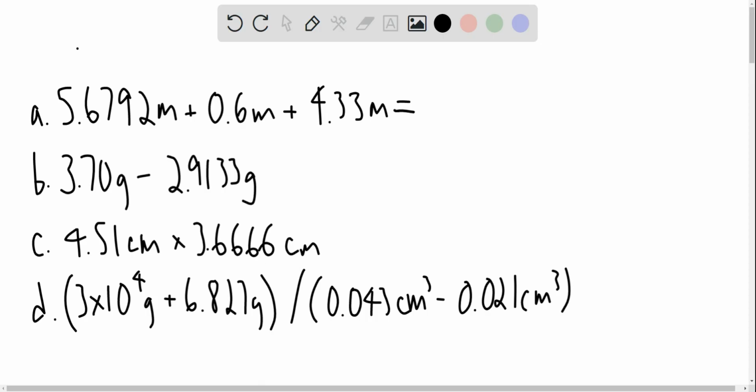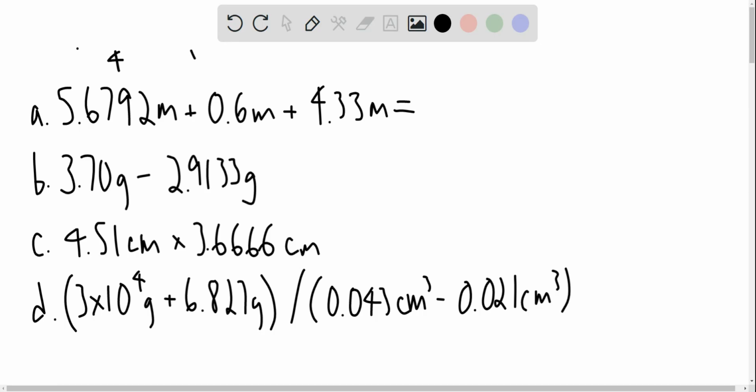We have 5.6792 meters plus 0.6 meters plus 4.33 meters. So now let's just look at how many significant digits we need. For addition and subtraction, the number of sig figs in the end of your answer is based on the number of decimal points. So you're going to round it to the least number of decimals that each of the addends might have. To make that a little more clear, let's just do this example.